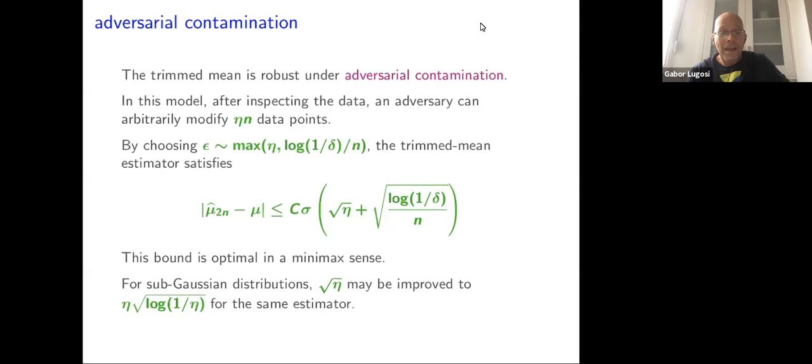If we have light tails, if for example higher moments exist, then the square root of eta becomes better. For example, in the extreme case when we have a sub-Gaussian distribution, then the square root of eta gets improved to almost eta, eta times square root of log 1 over eta. Okay, and that is actually optimal for sub-Gaussian distributions. So that's really nice. That's a very strong property of the trimmed mean, and I don't think this property holds for the median of means estimator. So in this sense, the trimmed mean is a more robust estimator.